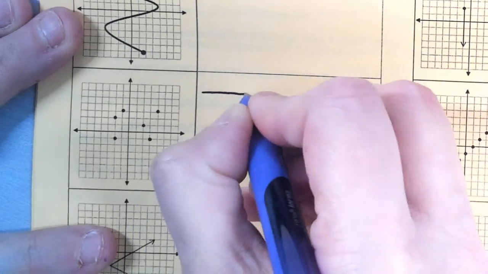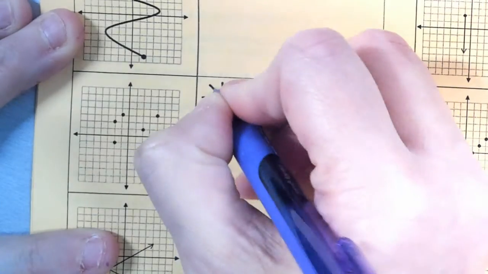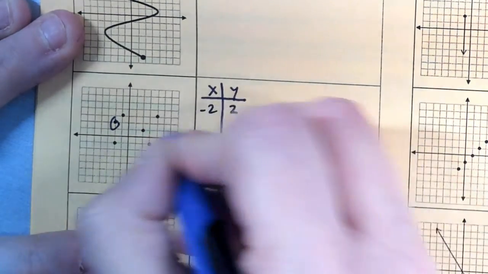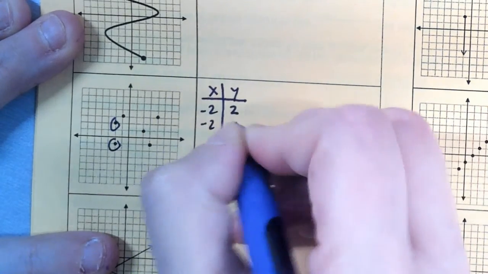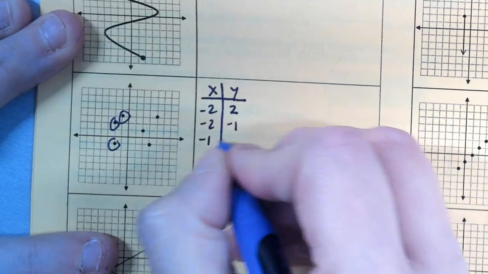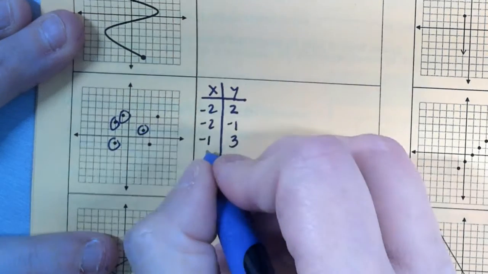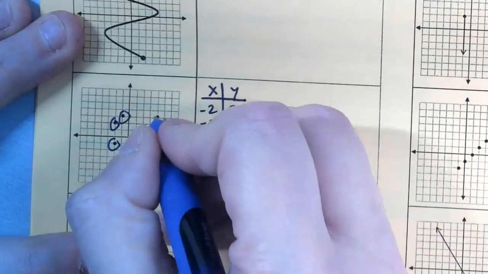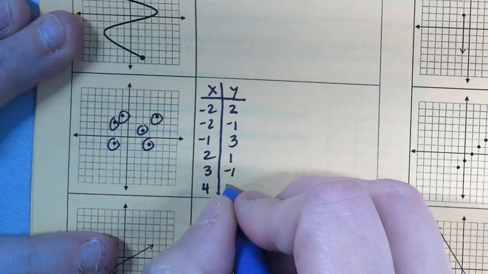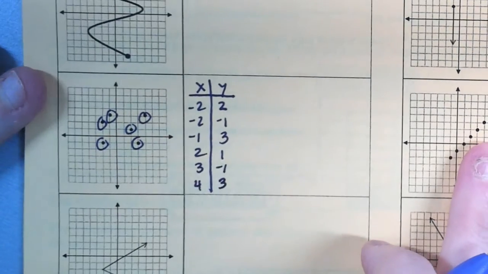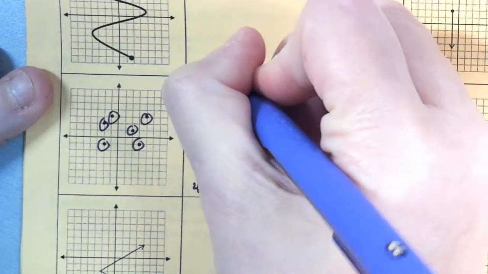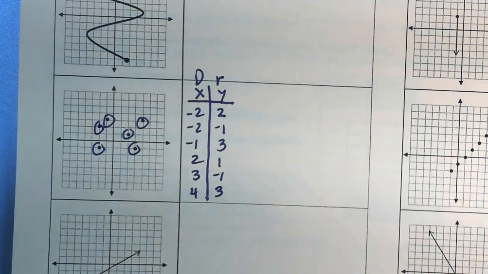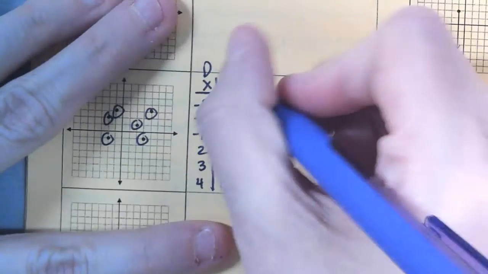So when I make this table, I have -2, 2, -2, -1, -1, 3, 2, 1, 3, -1, and 4, 3. Okay, so you guys remember when we did functions? How when we did the function mappings, we never repeated a number in a bubble? We're going to do the same thing here.